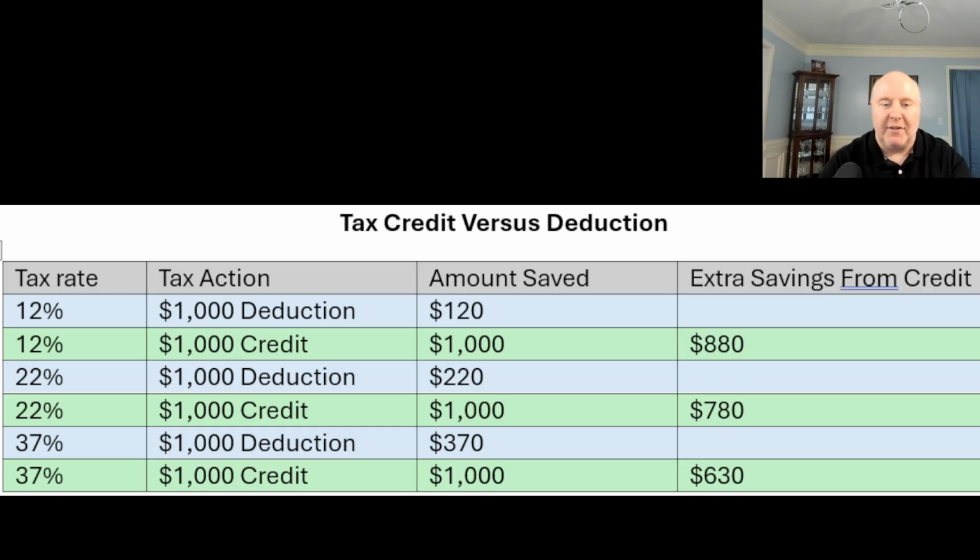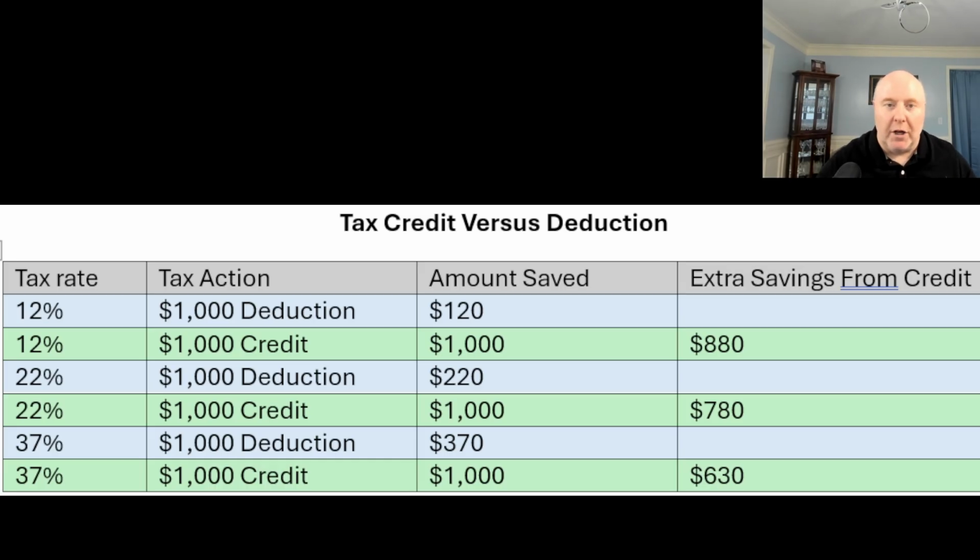And then if we go over to the 37%, we're going to see that a taxpayer who's in the top bracket of 37% has a $1,000 deduction. That's going to benefit them $370. But if they have the credit, they get the full $1,000. So there's a difference of $630. So even though we see that the savings may have differed between the two, if you're at 37%, a deduction is still pretty good, it's not as good as a credit. The credit is better than our deduction.